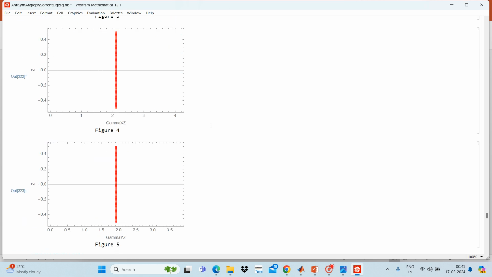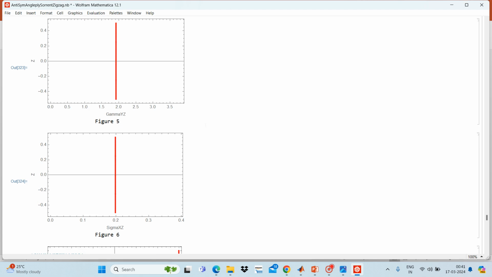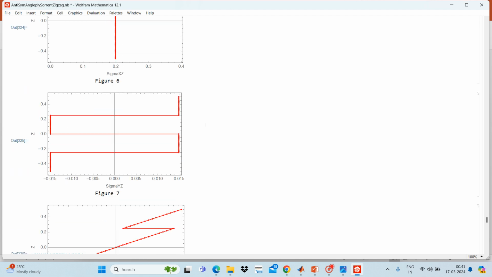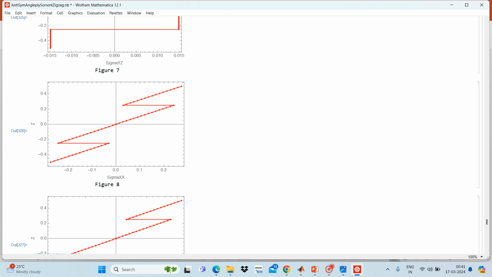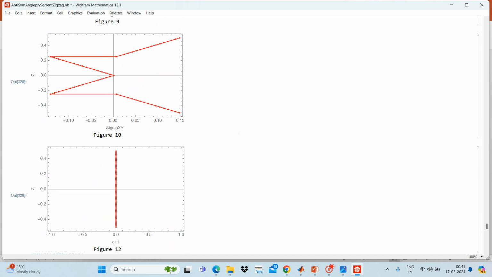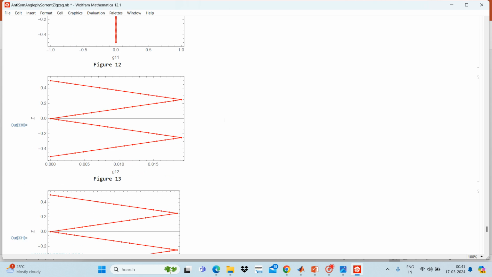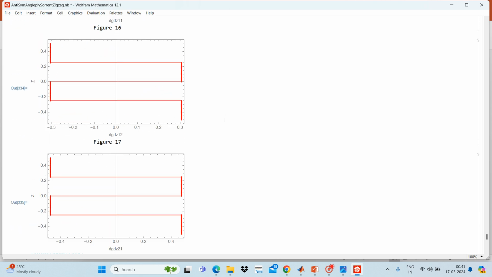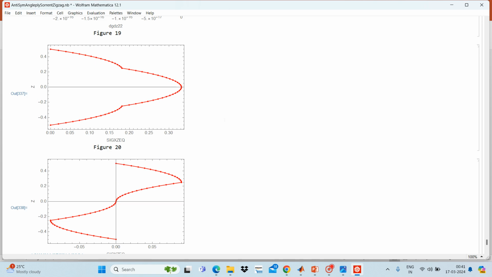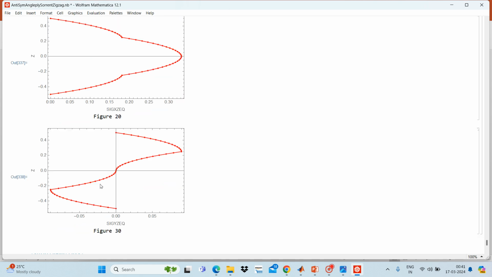gamma xz, gamma yz, sigma xx, sigma yy, sigma xy, and we are seeing this sigma xz from the integration of the equilibrium equations, and this is sigma yz by integrating the equilibrium equations. So these two we get from the integration of the equilibrium equations.